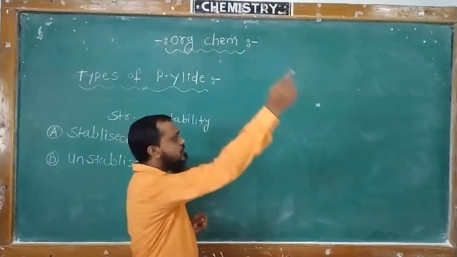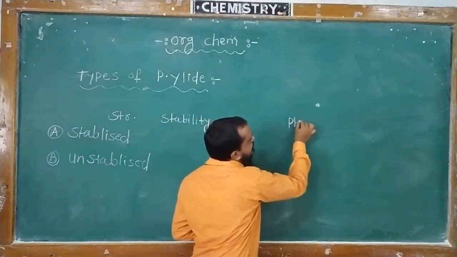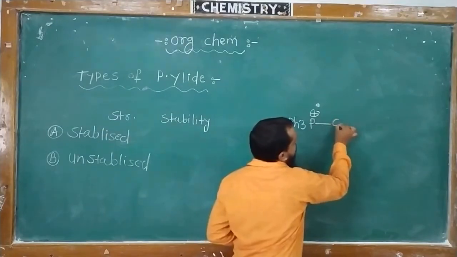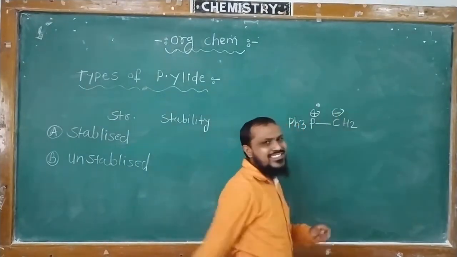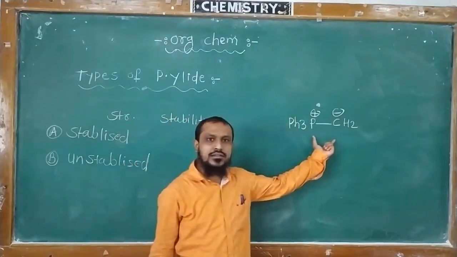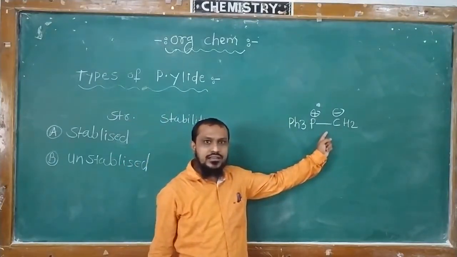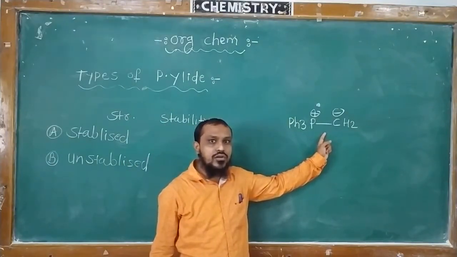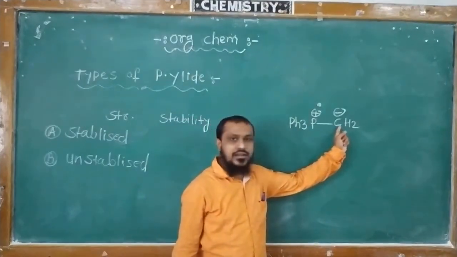When we see the structure of phosphorus Ylide, look here, PH3, P positive, CH2 negative. This is the structure of phosphorus Ylide. When we observe it, the stability of this phosphorus Ylide depends upon the group which is attached to this carbon atom.